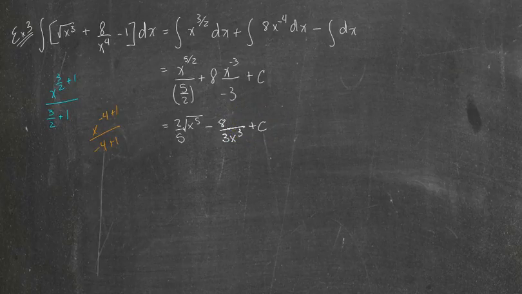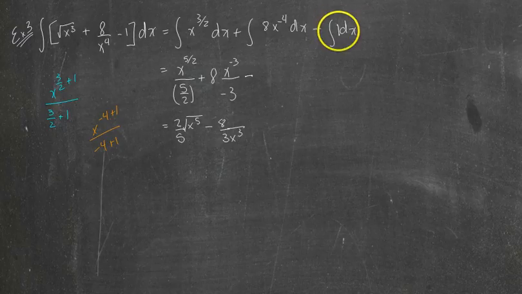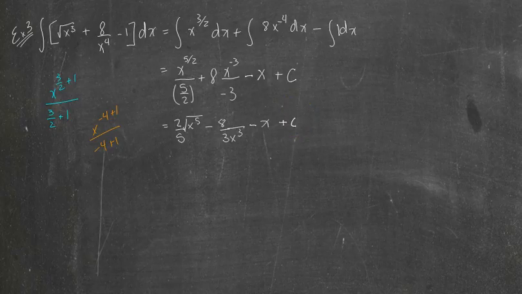Plus c. Okay, and now don't shoot me because I got carried away, which I did. I'm sure you caught it. Minus x, right? So minus, if 1 is the leading constant, then this is x. Now plus c, minus x plus c.